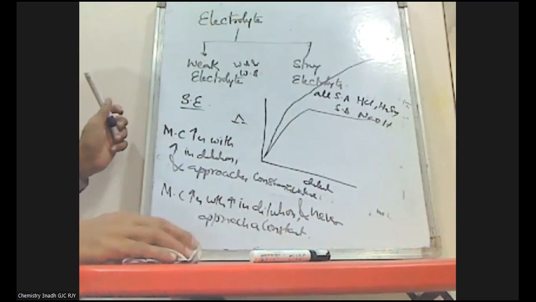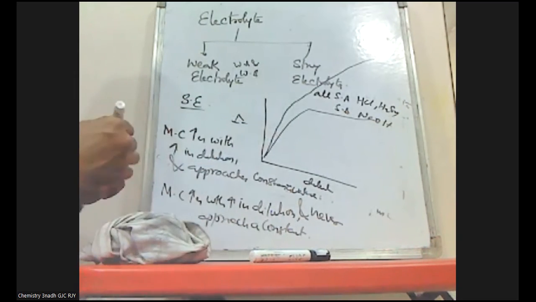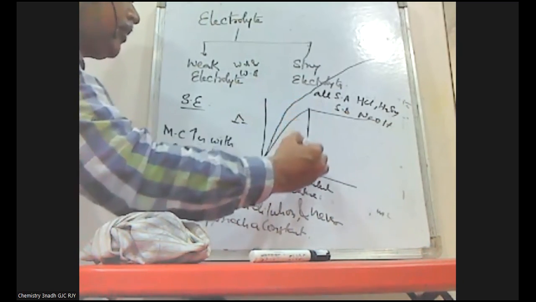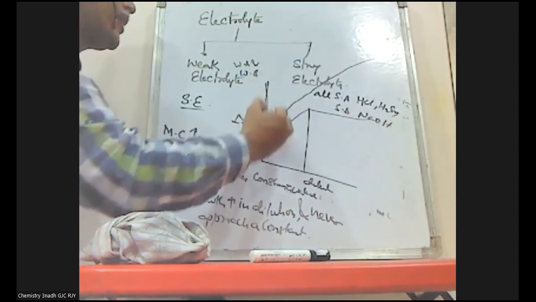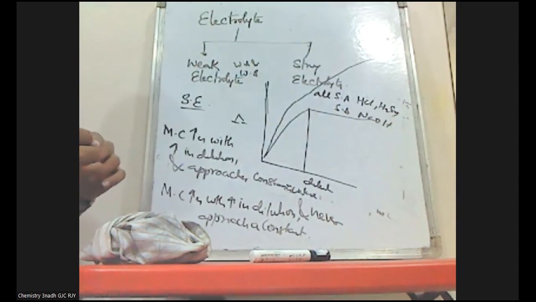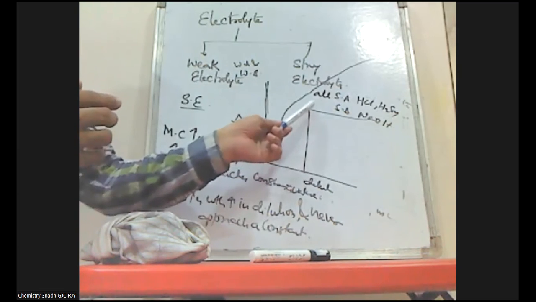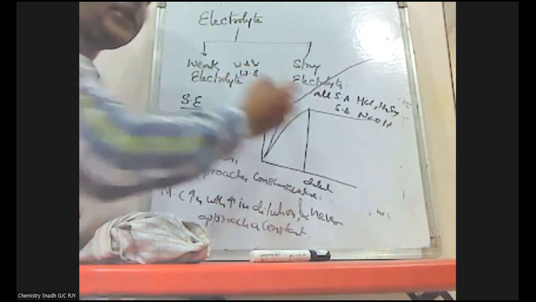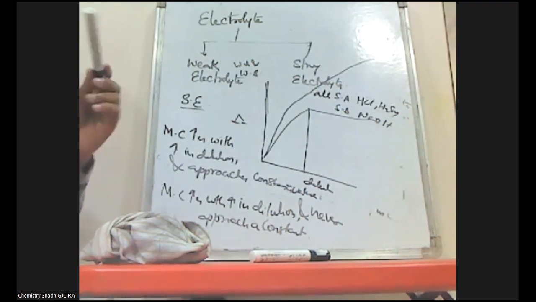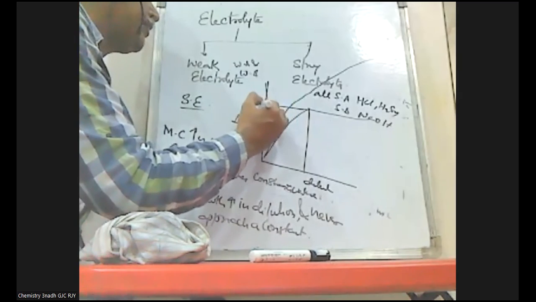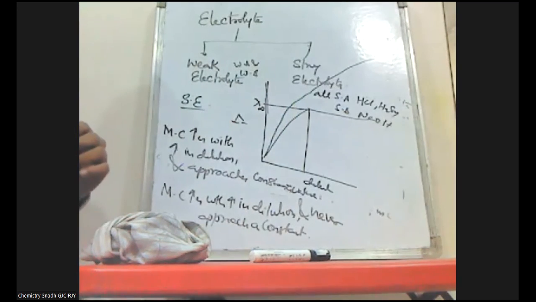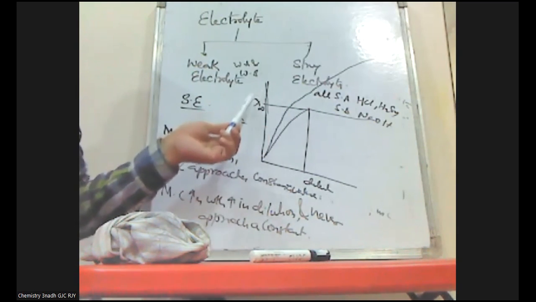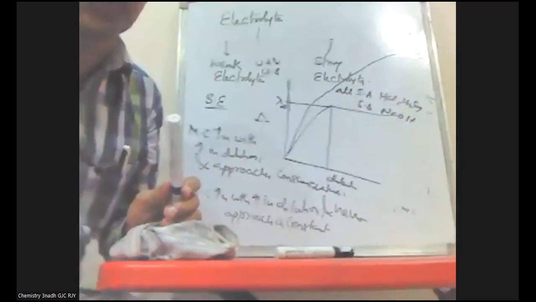In strong electrolytes, the molar conductance increases with increase in dilution. At a particular dilution its value remains constant. After this dilution, there is no change in the molar conductance. Afterwards, the molar conductance remains constant. This dilution is called infinite dilution, and the molar conductance there is called molar conductance at infinite dilution.